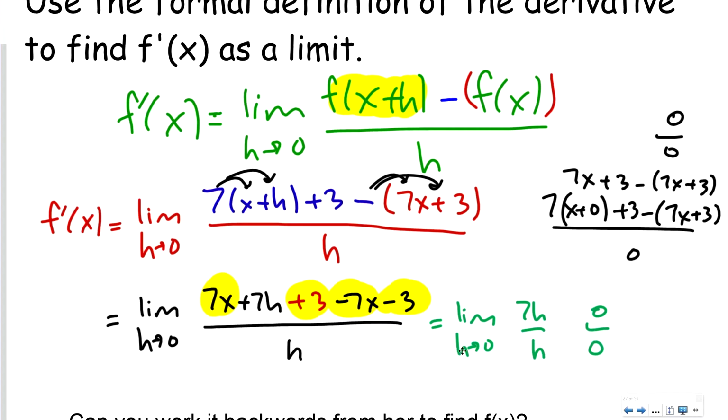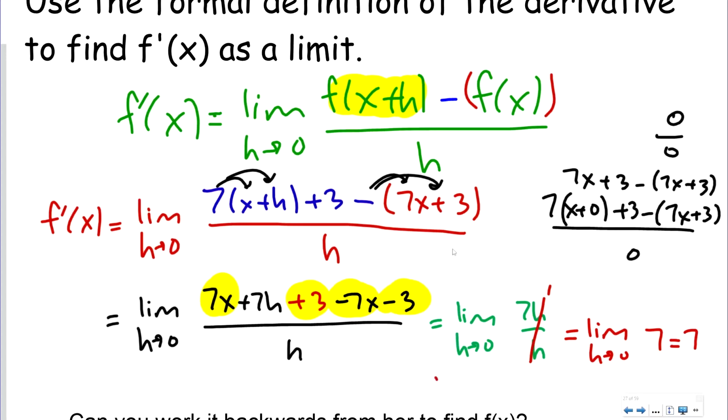And this is where students get stuck. What is 7h over h if I get 0 over 0? Something should factor out. What is it that factors out? Right, the h. So this becomes the limit of 7 as h goes to 0. There's no h here, so this answer is 7.